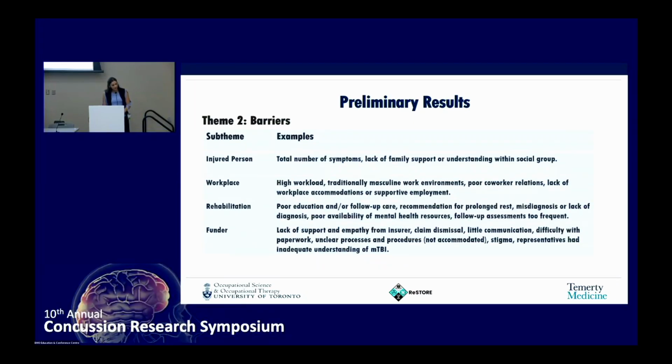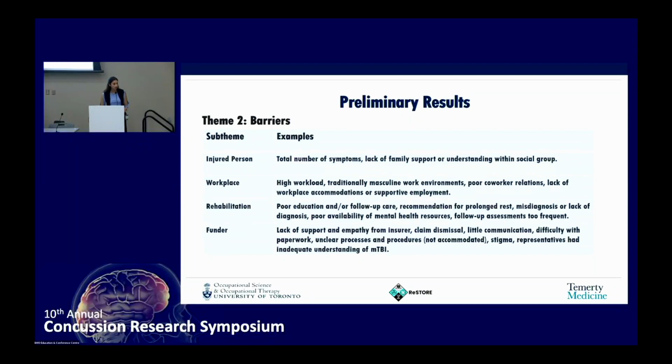The barriers that we identified included, within the level of the injured person, total number of symptoms being reported and lack of support within social groups. Within the workplace, having a high workload. Interestingly enough, traditionally masculine work environments were seen as a barrier for return to work in some studies. Poor coworker relations, lack of workplace accommodations or supportive employment.